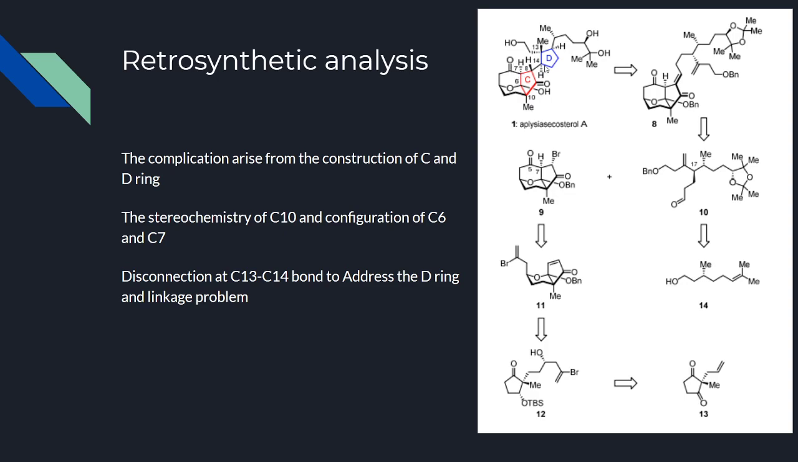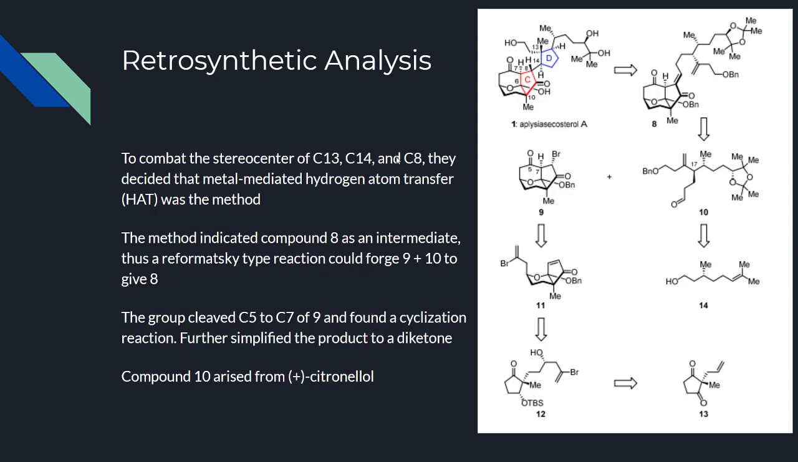To address the D-ring problem, the team considered a disconnection at carbon 13 and 14, which is right here. To deal with the stereocenter of carbon 13, 14, and carbon 8, the team decided that a hydrofunctionalization of unactivated alkenes via metal-mediated hydrogen atom transfer was a method for the construction of the stereocenter through an HAT-based alkene cyclization reaction. I'll talk more about that reaction towards the end.